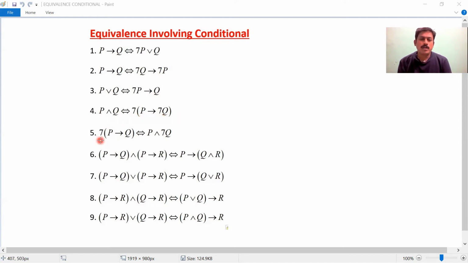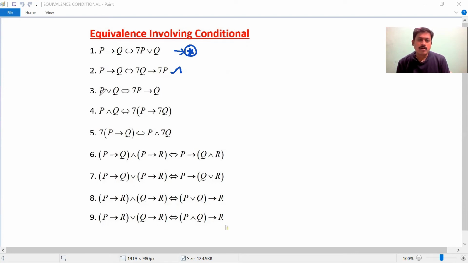Fifth one, not of if P then Q is equivalent to P and not Q. Of these five formulas, the first one is the base for all the others. We already know what is meant by equivalence. Equivalence means the left hand side can be derived from the right hand side and the right hand side can be derived from the left hand side. I already told you this, we have to remember. If you reverse this and introduce not for this term, we can easily get the right hand side.